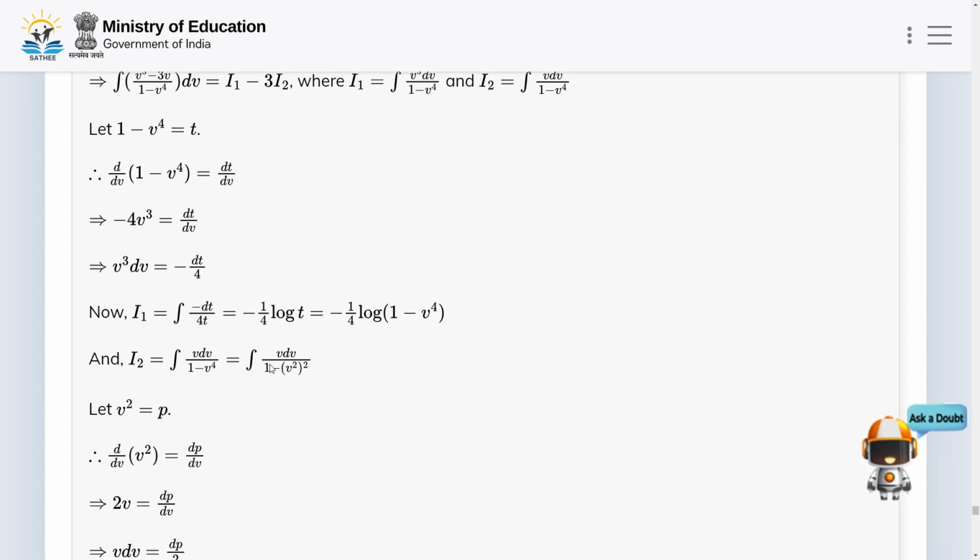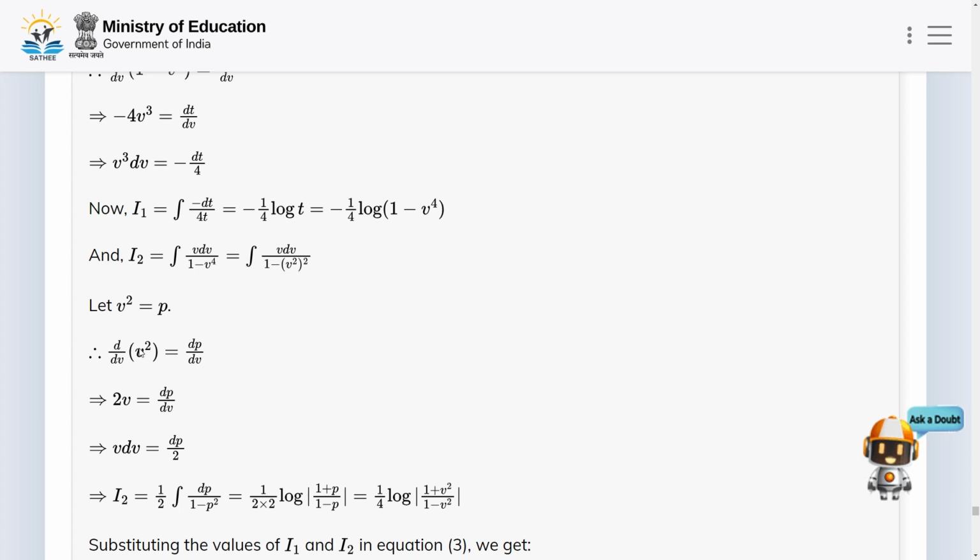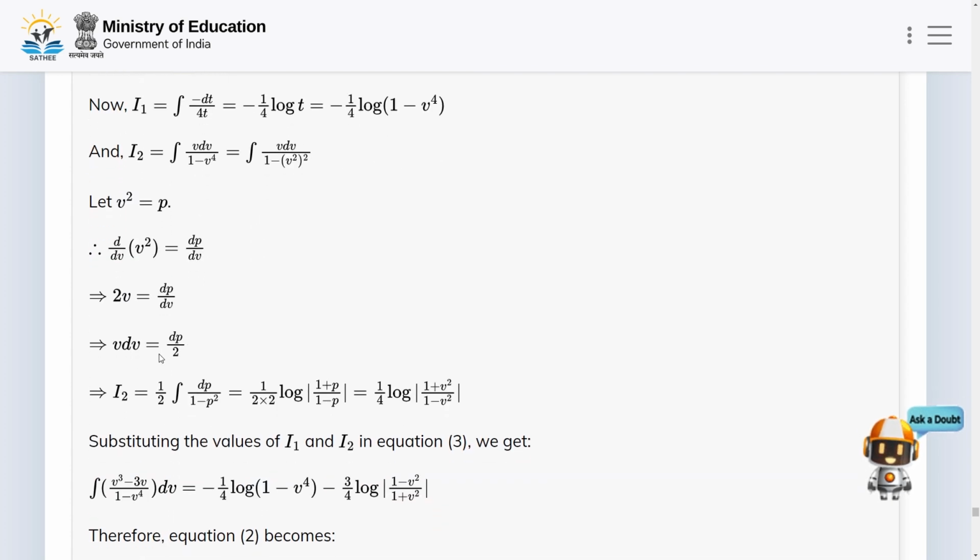What about I2? I2 can be rewritten as v dv divided by 1 minus v square whole square. Now put v square as p. This means dp by dv, or v dv is equals to dp by 2. This means you can replace v dv as dp by 2. This means half of integration dp divided by 1 minus p square, and you know the direct integration, which is 1 divided by 2a multiplied by log of (a plus p) divided by (a minus p). Clear? This is equals to 1 by 4 log of (1 plus v square) divided by (1 minus v square).